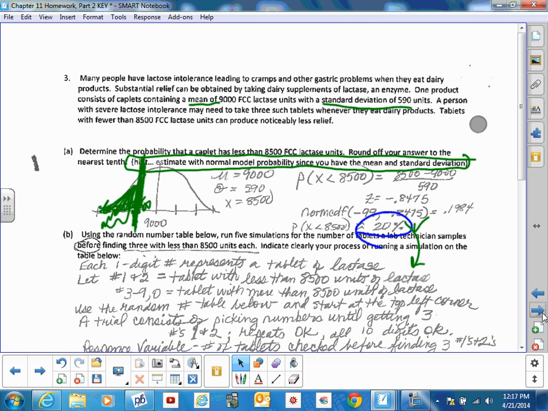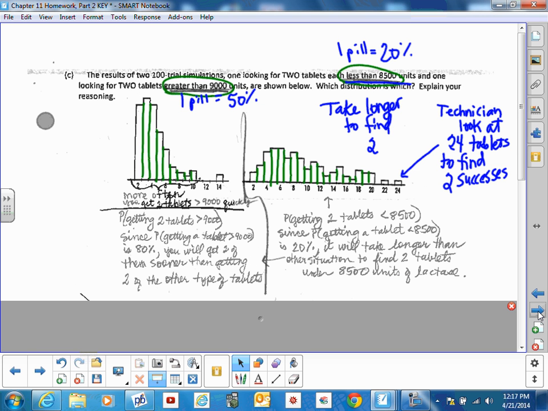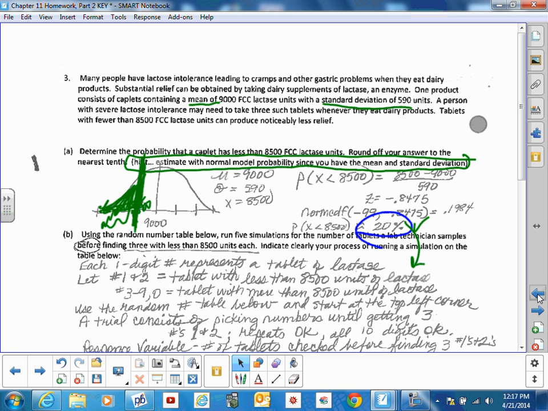I really want you to understand this one, so I'm going to take you through it so that I can get you to understand Part C. Understanding Part C is important. So, let's take a look here. First of all, you have this problem about the amount of active ingredient in these pills. It has been determined that if there's a tablet with fewer than 8,500 units of active ingredient, it will not relieve the symptoms.